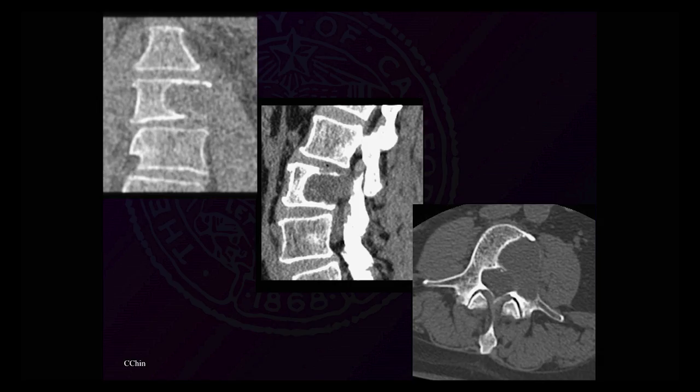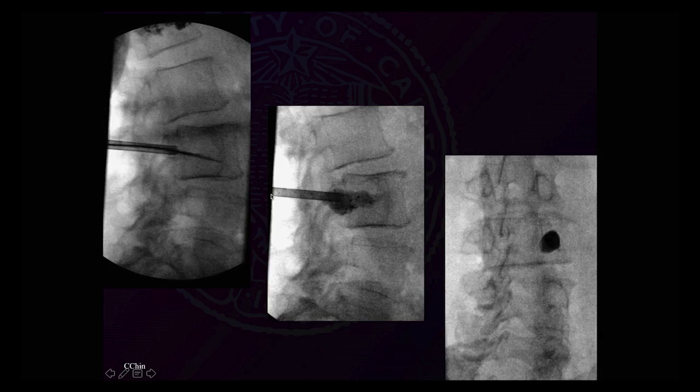What else can we ablate? We can ablate tissue that is tumoral. So here's a patient who has a huge destructive lesion in the vertebral body. We can place a probe and, again, burn that tissue and then fill the defect with cement to help stabilize that area of destroyed bone.